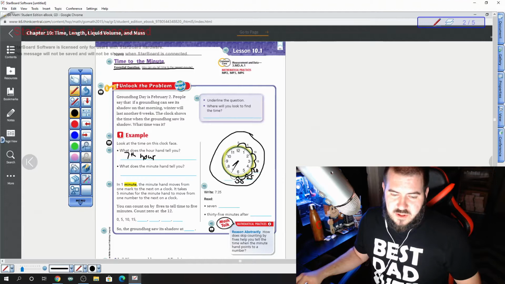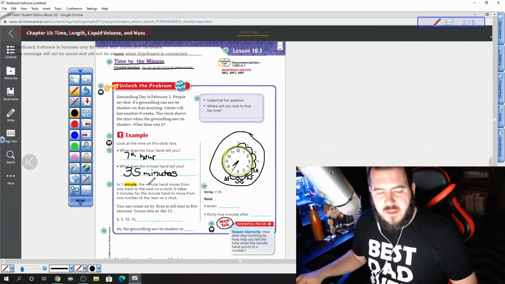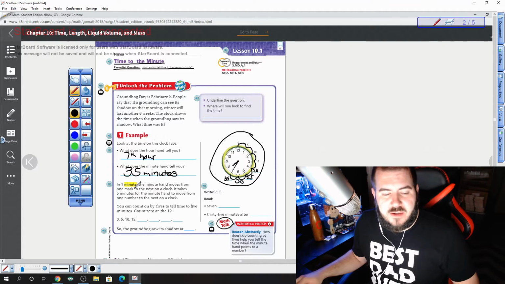We're going to go to 35. Okay, and we're going to write all of those in. So right now, I know that the minute hand is telling me that there's 35 minutes in this hour. It says in 1 minute, the minute hand moves from one mark to the next on the clock. It takes 5 minutes for the minute hand to move from one number to the next on the clock.